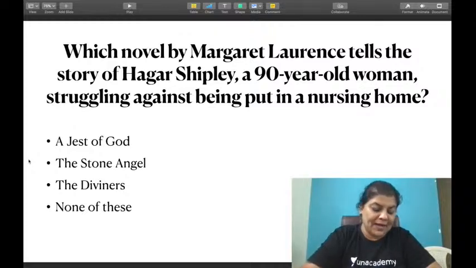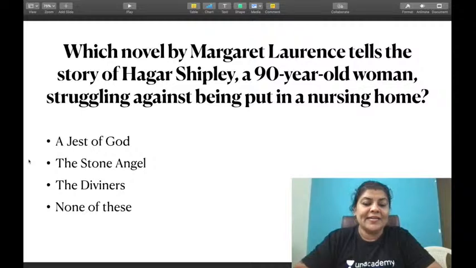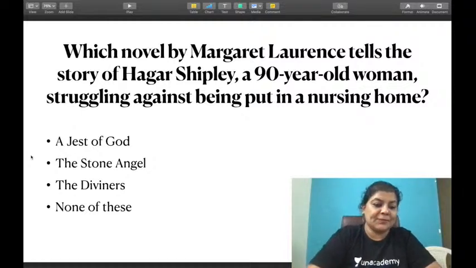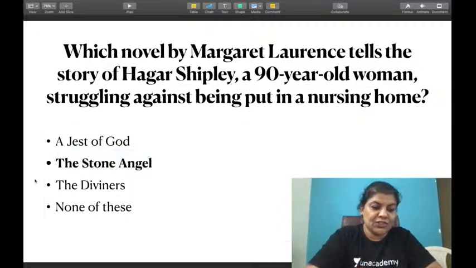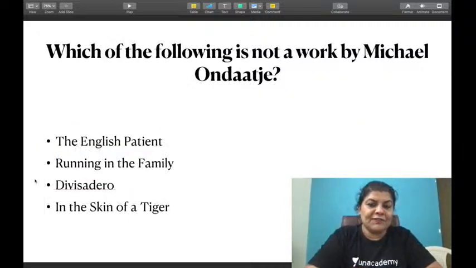Which novel by Margaret Laurence tells the story of Hagar Shipley, a 90-year-old woman? Hagar Shipley in The Stone Angel. The Stone Angel. Which of the following is not a work by Michael Ondaatje?